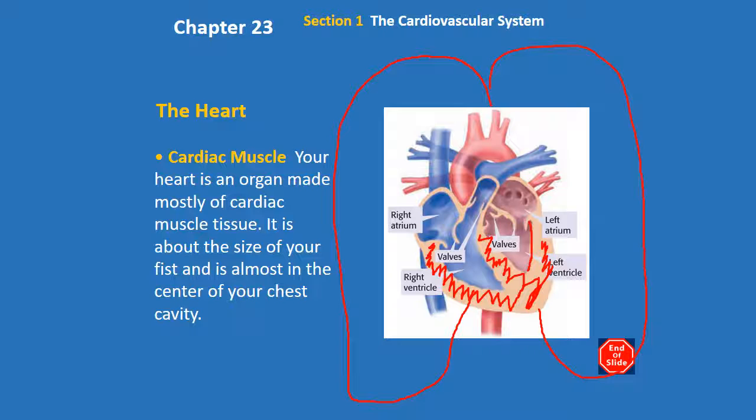They stay shut so blood doesn't just drip down from the right atrium to the right ventricle or from the left atrium to the left ventricle. They stay shut to keep the blood in there until it has to go to the next chamber. So those valves open and shut, and then they snap shut, and that's what you hear when you hear a heart sound. Okay, so we'll go into this in more detail.